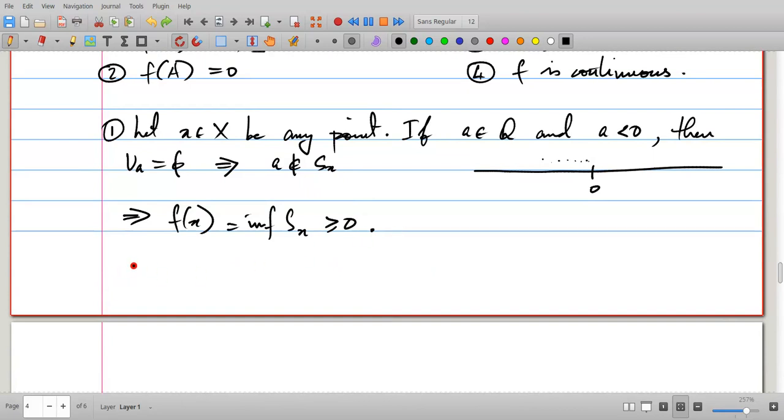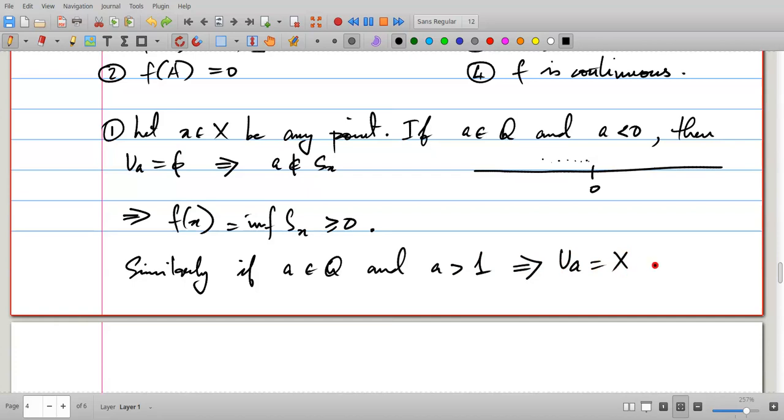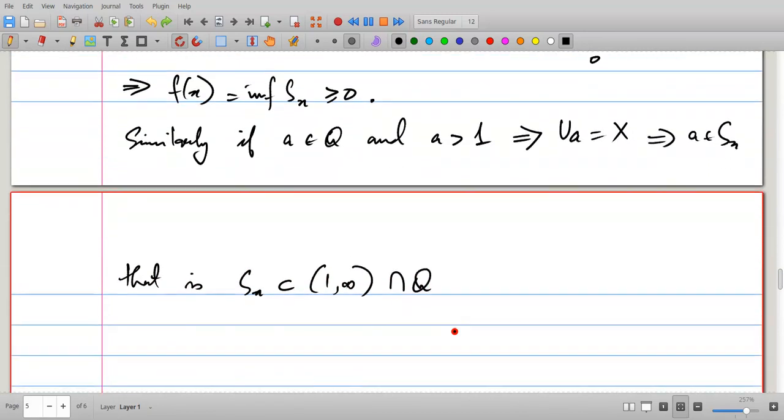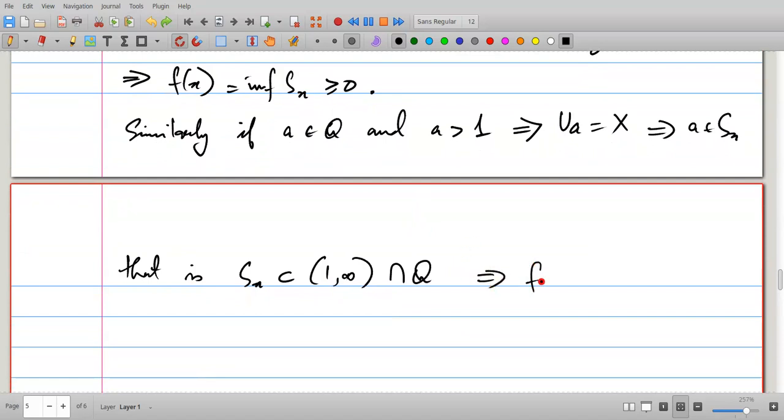Similarly, if a is in Q and a is strictly greater than 1, this implies that U sub a is all of X, which implies that a does belong to S of x. So that is, S of x is contained in 1 comma infinity intersected with Q. So this clearly implies that f of x, which is the infimum of S sub x, is less than or equal to 1. Oh, I'm sorry, I want to write it the other way.